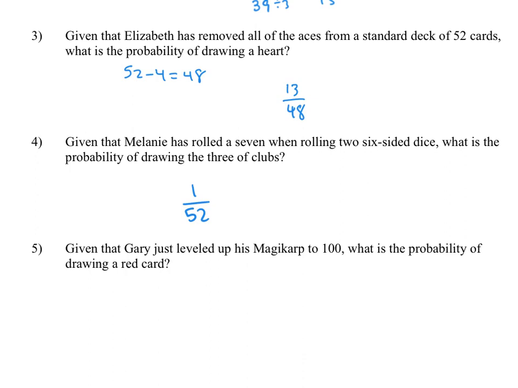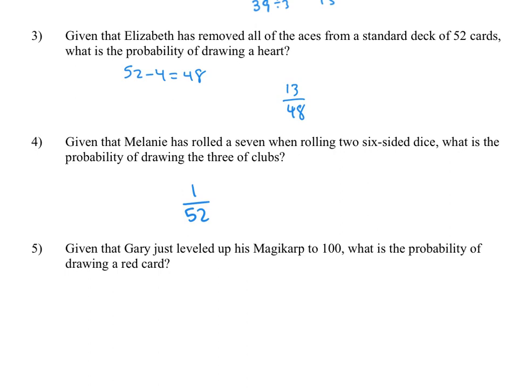Number 5. Given that Gary just leveled up his Magikarp to 100, what is the probability of drawing a red card? Well, you don't need to know what it means to level up his Magikarp to 100. You just need to realize that that doesn't have anything to do with drawing a red card. So these two events are independent. One does not affect the other one.